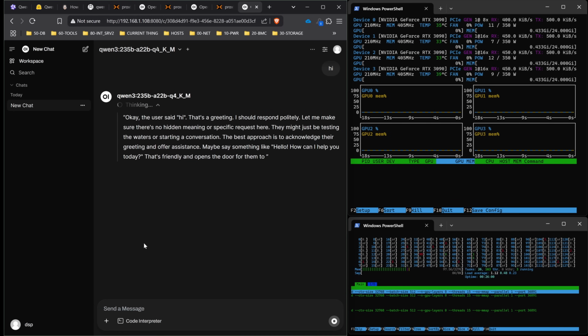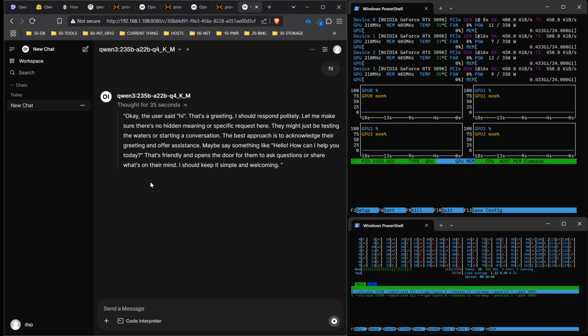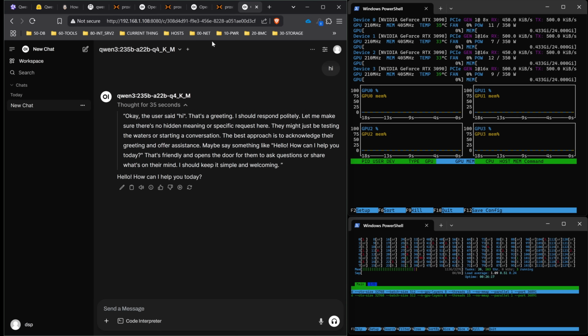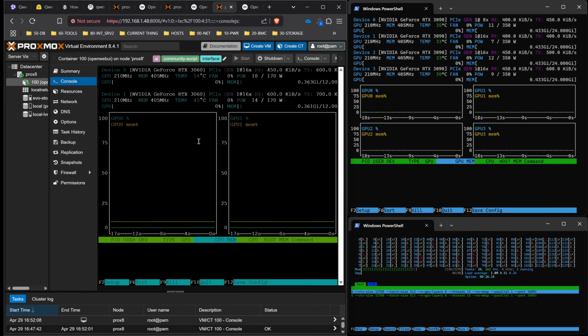Okay, and that's the Z440 over there that is kicking off. Definitely a slower tokens per second on the Z440. Should come in maybe about 2.5, 3 tokens per second, I'm going to guess here. And that is 2.8 response tokens per second and 7.45 prompt tokens per second.